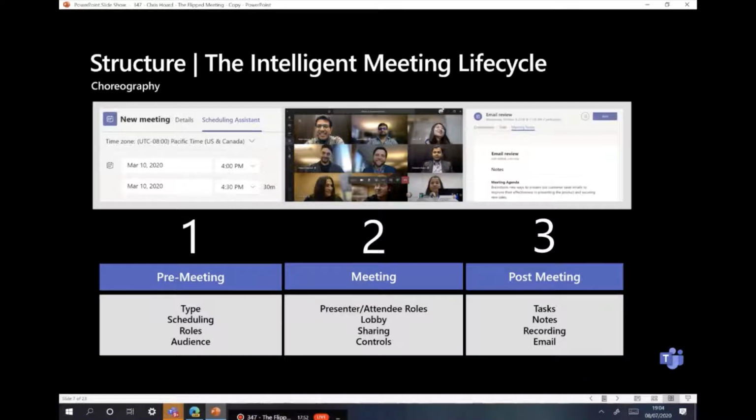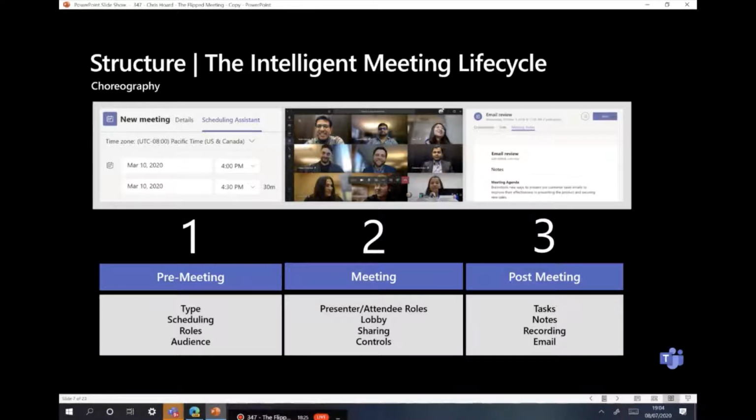So in the pre-meeting, we think about the type of meeting that we are going to have with Teams. Are we going to have a private scheduled meeting, or are we going to have a live event? We would think about the scheduling. Are we going to schedule it through Microsoft Teams, or through Outlook? We think about the roles, the presenter and attendee roles within that meeting, and what you can do when the meeting comes around. And we also start thinking about the audience that we are going to invite with this meeting. So the pre-meeting is all about what we do before the meeting is actually in play and being executed.